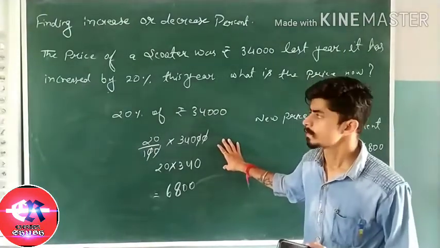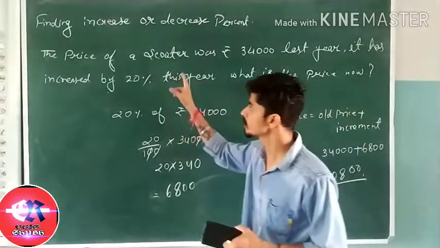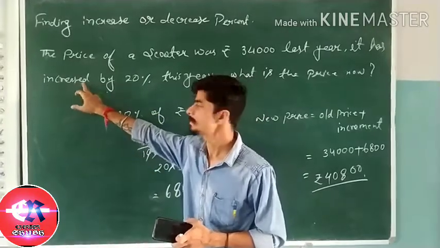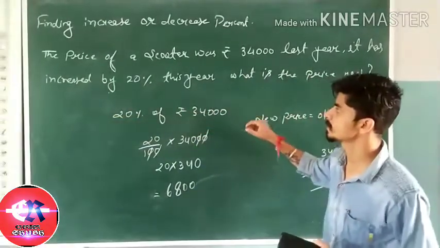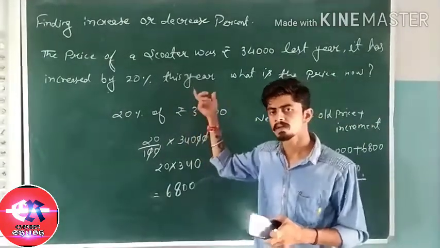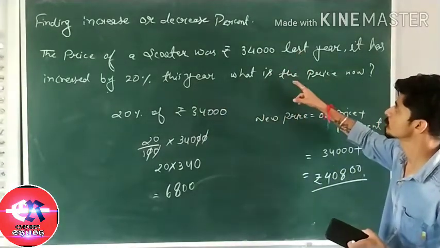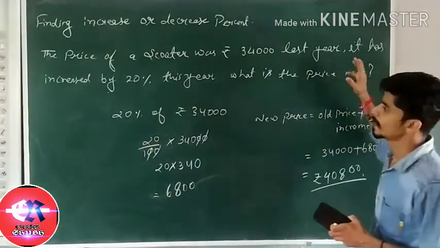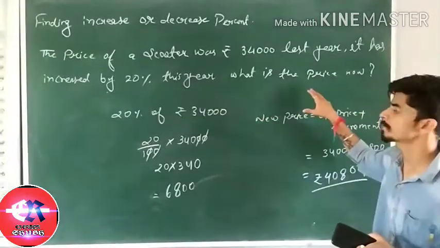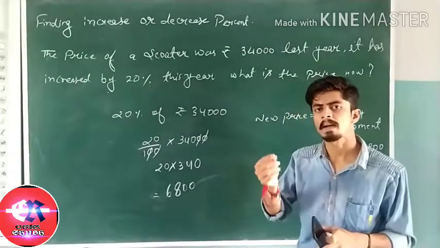So this is the case when the prices are increasing. With the same example, if we change the situation, if the cost is decreased by 20%, suppose it is not an increment, it is a decrement by 20%. So what is the price now? I am just changing a few words of this question. The price of a scooter is rupees 34,000 this year and it is decreased by 20%. So what is the price now? We just have to change some minor things.